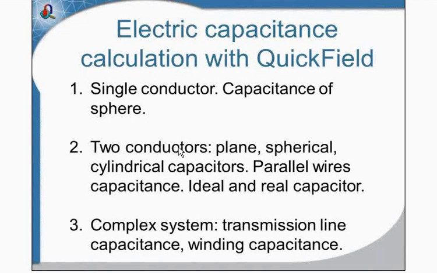These are plain capacitor case, spherical and cylindrical capacitor, and the capacitance between two wires. The difference between ideal and real capacitors will be discussed. And at the end, we will study some practical cases. Transmission line capacitance and capacitance of the winding will be calculated.